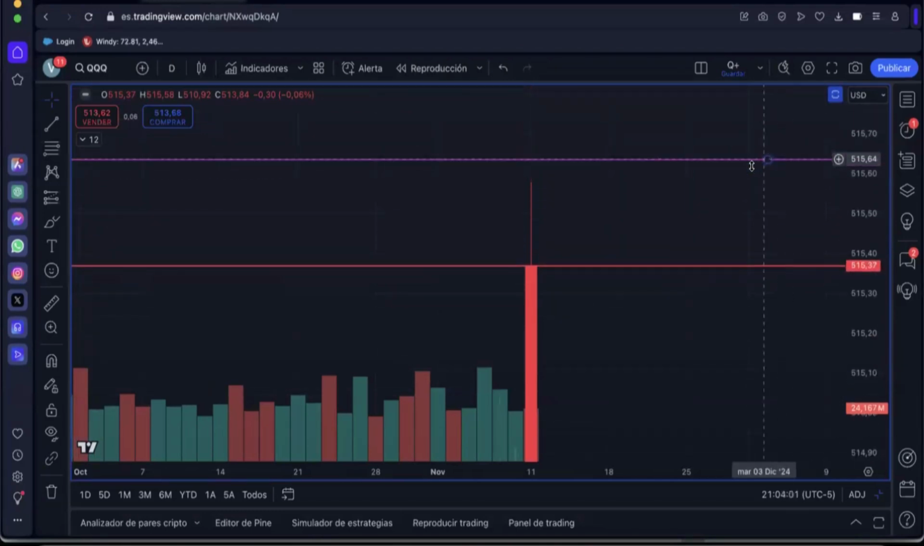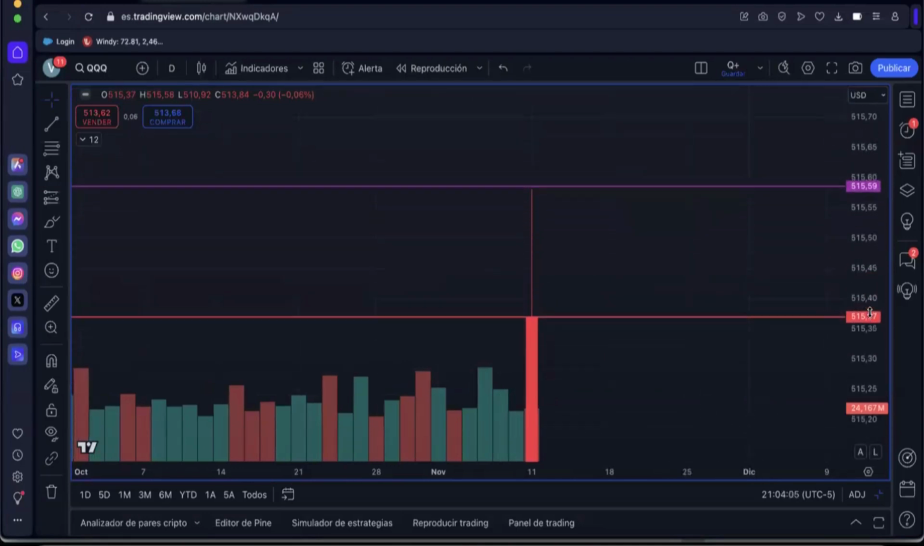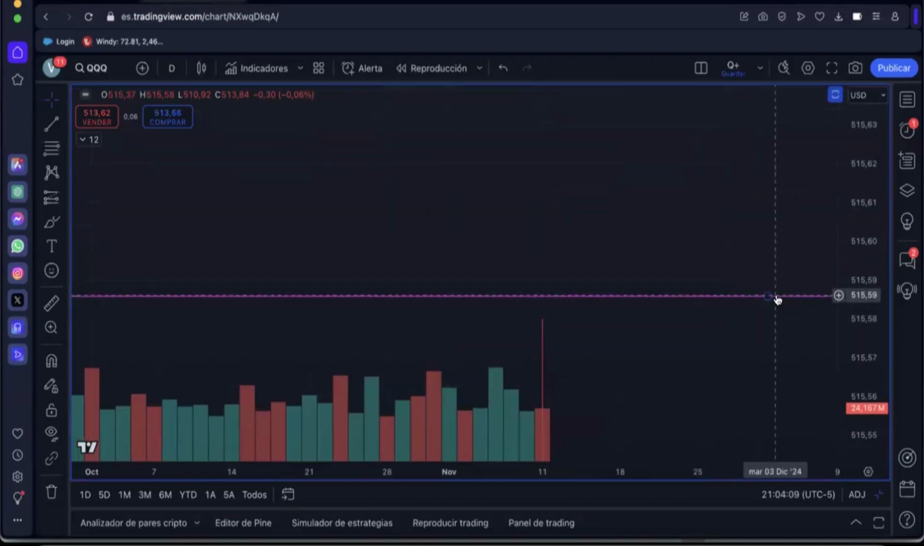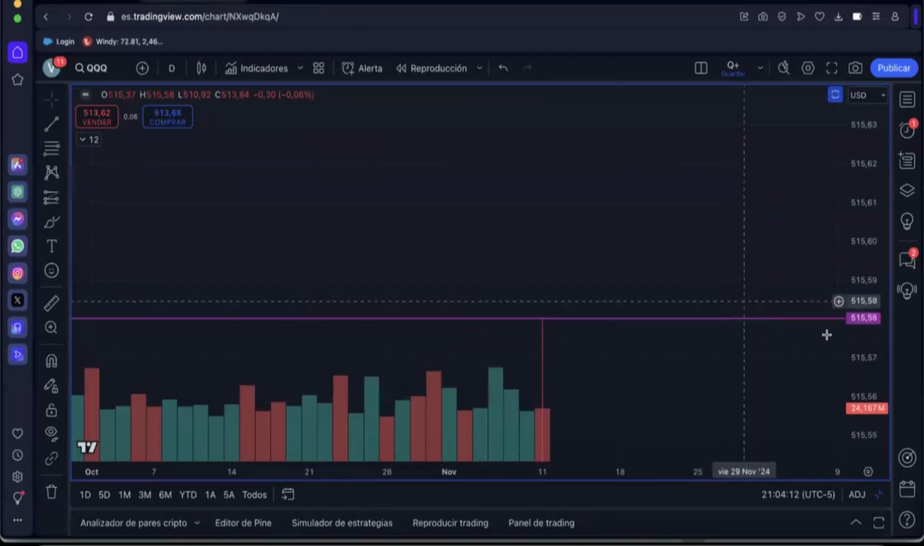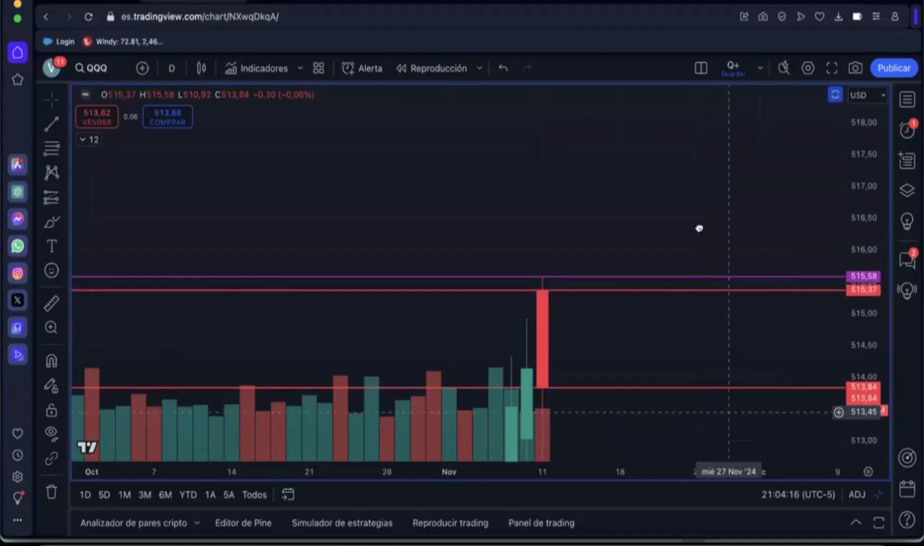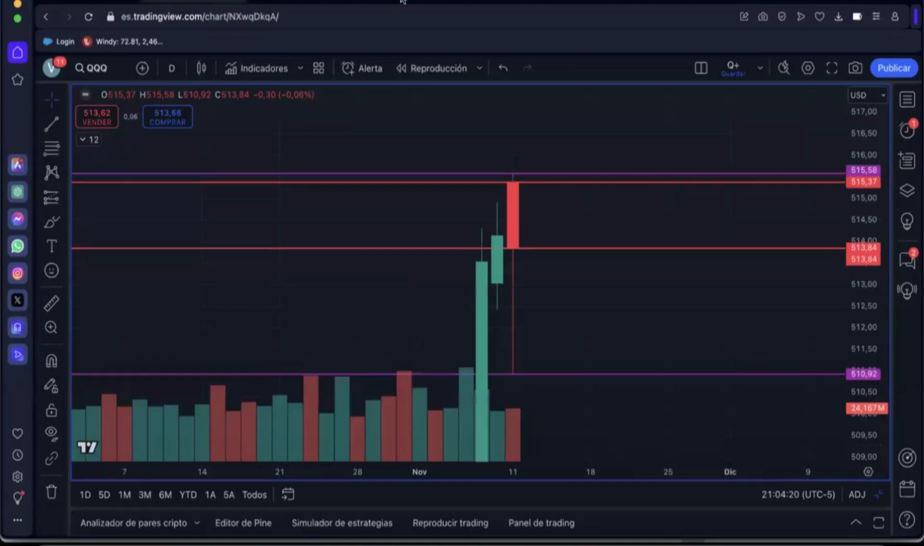Okay, guys. This is QQQ for tomorrow. Boom. Easy. Simple as possible, guys. Simple as possible. You see?